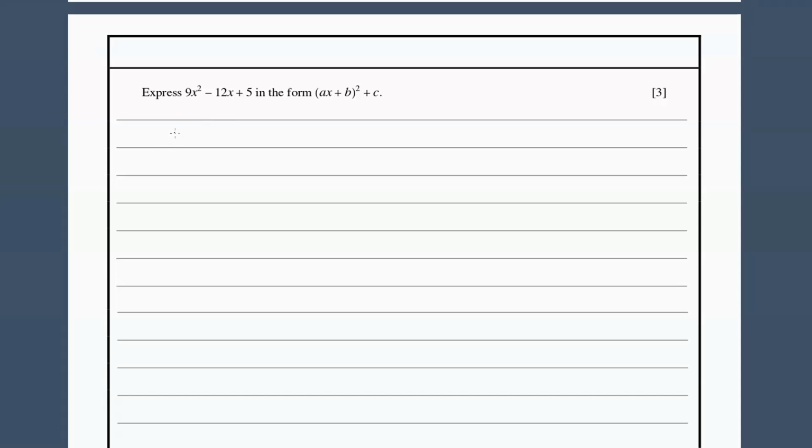So here we have 9x squared minus 12x plus 5, and to complete the square, I'll start by factoring out the 9. So 9, open bracket, then I'll be having x squared here. And next, I'm going to divide minus 12x by 9, and that's going to be minus 12 over 9 x, close bracket, and it's plus 5. So basically, that's 9 of x squared minus 4 over 3 of x, and it's plus 5.